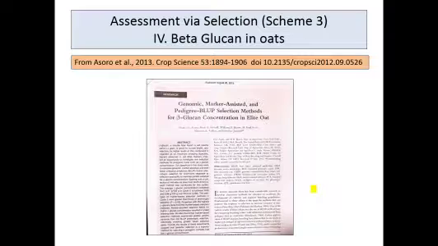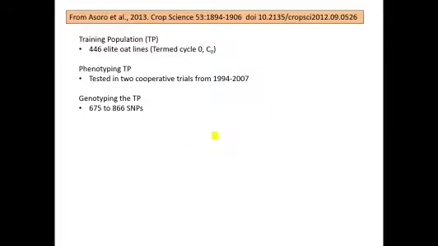The last paper we're going to look at is also looking at Scheme 3, and this is looking at beta-glucan content in oats. The training population consists of 446 elite oat lines, and they term this the cycle 0. They're all phenotyped in cooperative trials over a long period of time, and this is probably, if I recall correctly, an unbalanced historical data set that they used to build the training population on. And each of those 446 lines is genotyped with the SNPs.